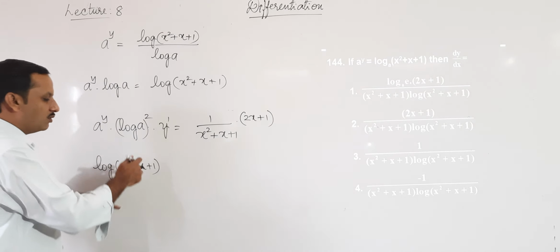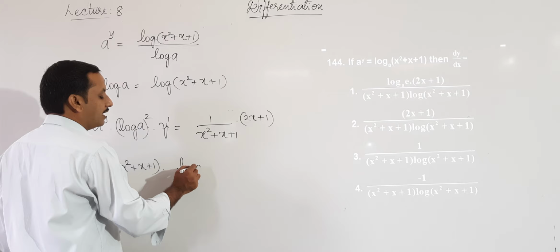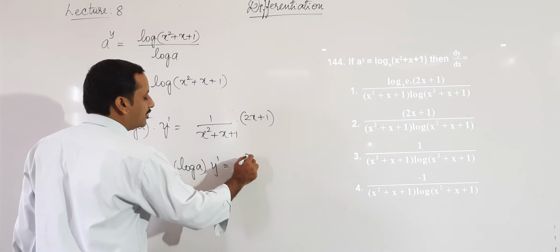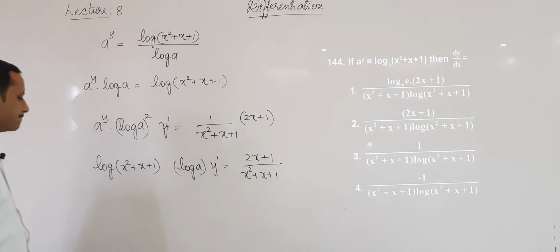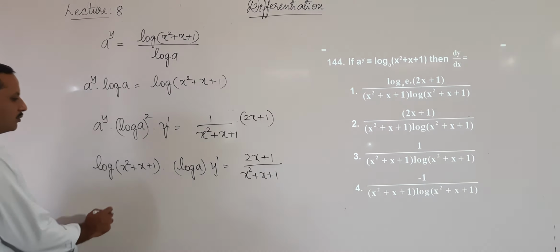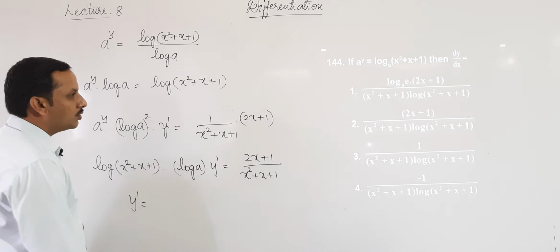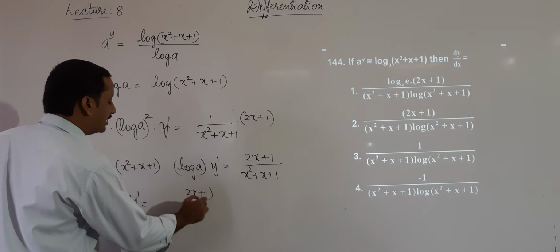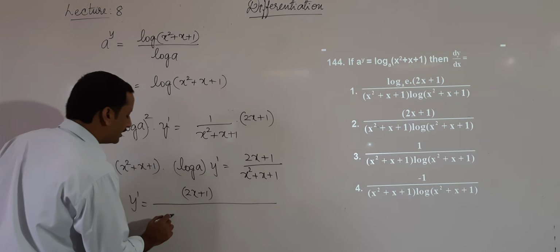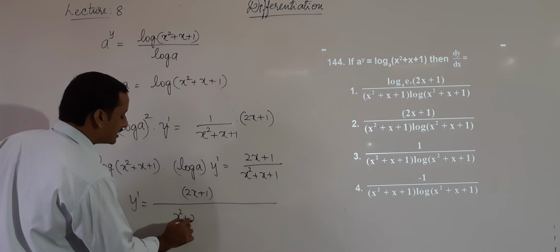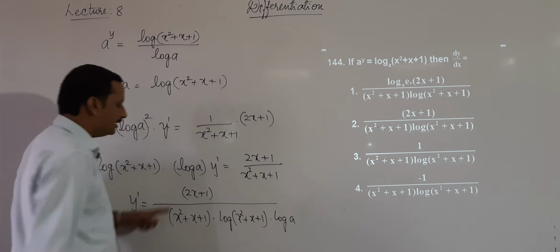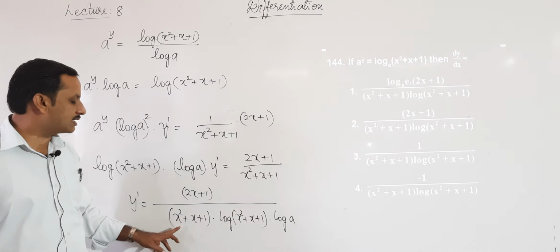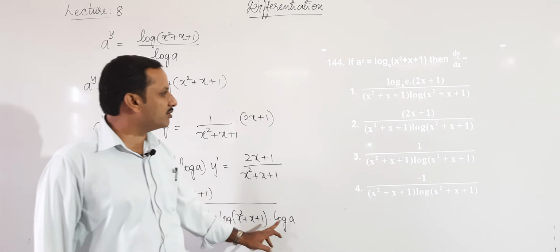Into log a whole square is there. So, one of those log a gets cancelled. So, into log a into y dash is equal to 2x plus 1 divided by x square plus x plus 1 will remain. Now take it to the RHS. So y dash is equal to 2x plus 1 in the numerator, that is okay. Denominator: x square plus x plus 1 into log of x square plus x plus 1 into log a, right? This log a I have taken there. So y dash is 2x plus 1 by x square plus x plus 1 into log of x square plus x plus 1 into log a.